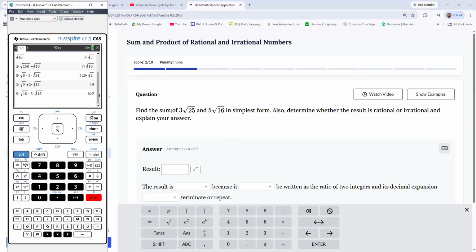Again, we're doing the sum, 5 square root of 25 plus 5 square root of 16. Since those are both perfect squares, we know that this is going to be a rational number, but let's go ahead and let the calculator help us finish this up. Plus 5 square root of 16, and it says that the result is 35, which we expected. It is a rational number because it can be written as a ratio, and it does terminate.